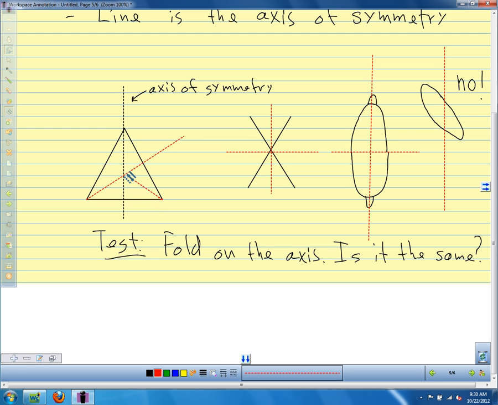How about this one? So this one would have three axes of symmetry. This one has 2. This one has 2. This one doesn't have reflectional symmetry.